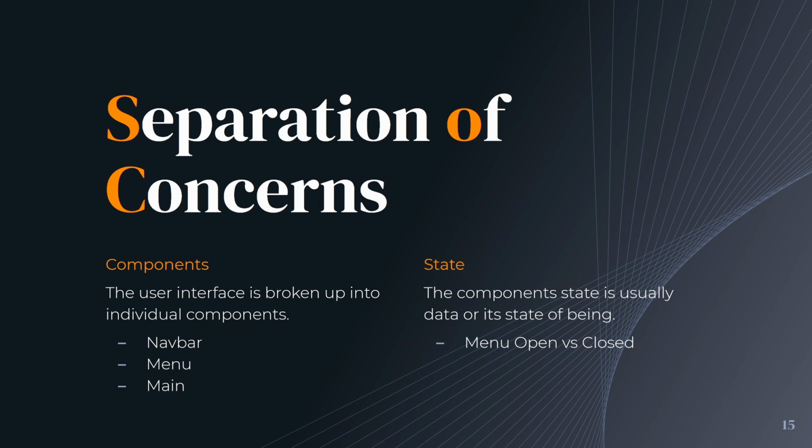Now, separation of concerns. This is the concept of keeping things separate. In general, we like to keep our HTML, CSS, and JavaScript code in separate files. Frameworks use a similar concept by keeping UI components separate. So you may have a navbar component, a menu component, and a main component. Then the components all have a state. State is usually the data or the component's state of being. An example would be tracking whether a menu is opened or closed. If your application is large, you may need state management. In that case, you could use Redux for React, or Vuex for Vue, and Angular has NgRx.